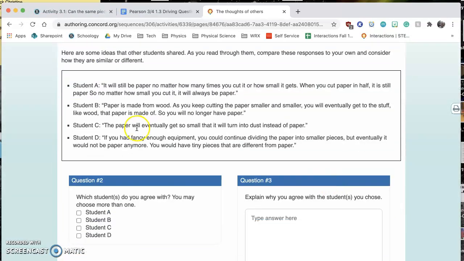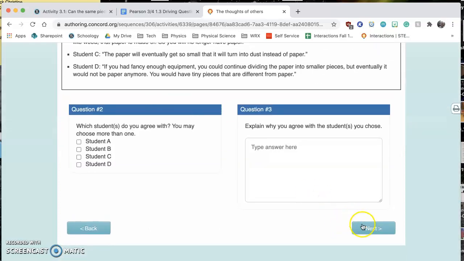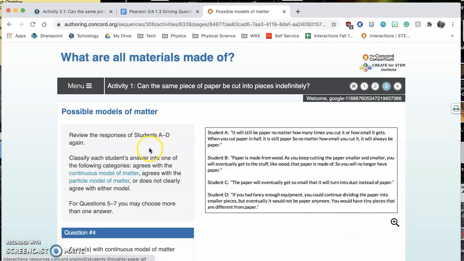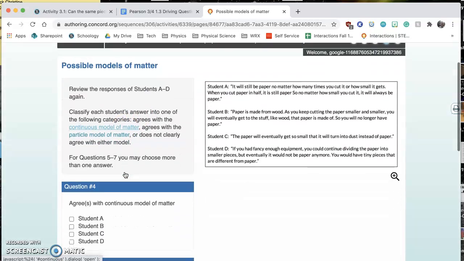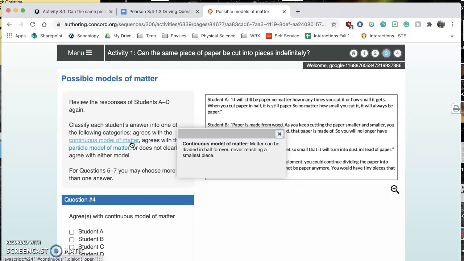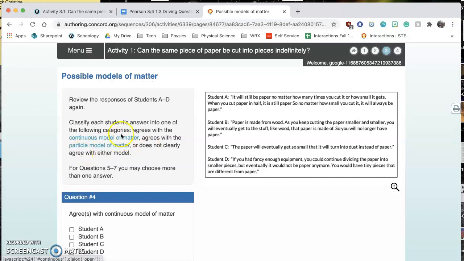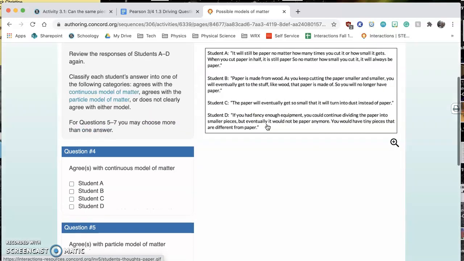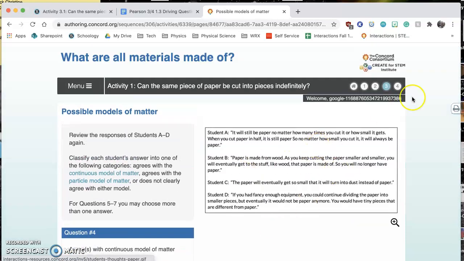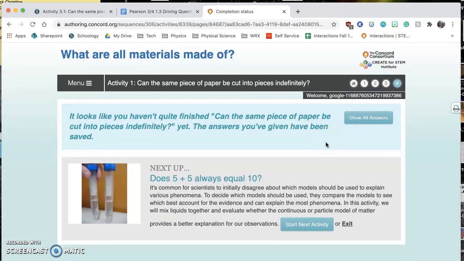Okay, it's got a couple questions about students and some suggestions that they might have made. One thing I do want to point out on this third portion here: there are two little excerpts where we want to make sure we pause and see how they're defining these two models. The two models of matter that we are introduced to here are the continuous model of matter and the particle model of matter. We want to make sure that we have a good understanding of how those two models are defined. It's going to ask you to revisit some of those statements that we just saw. That's really about it.